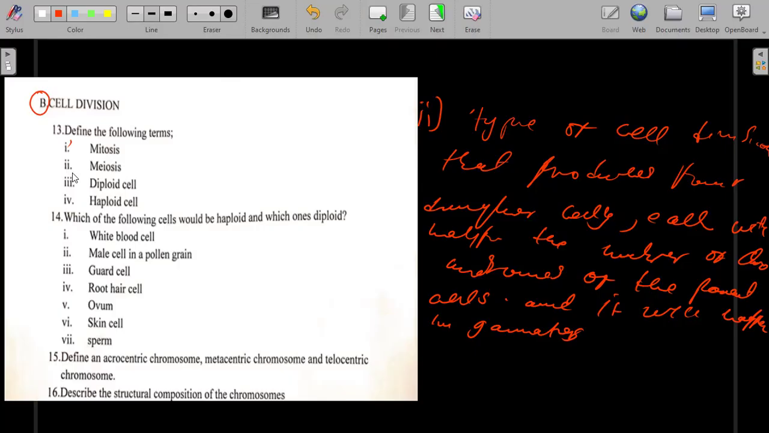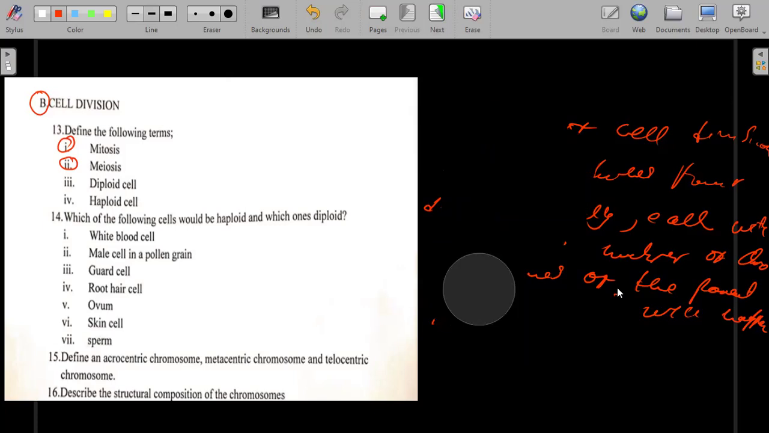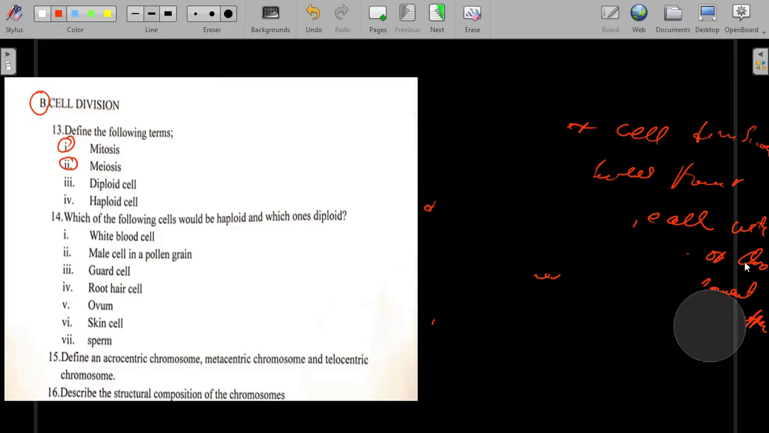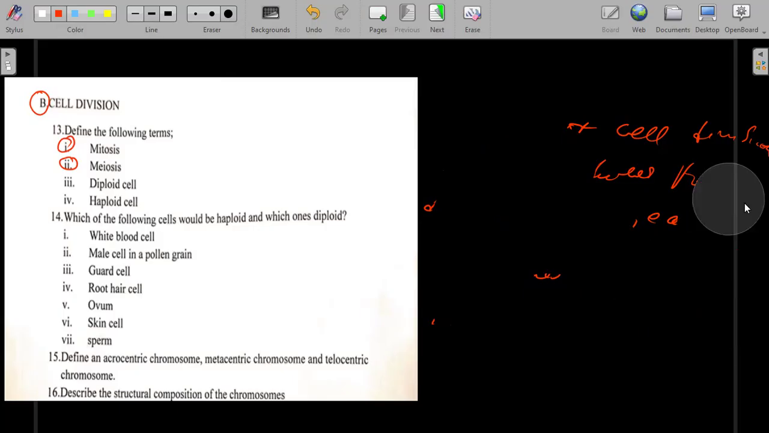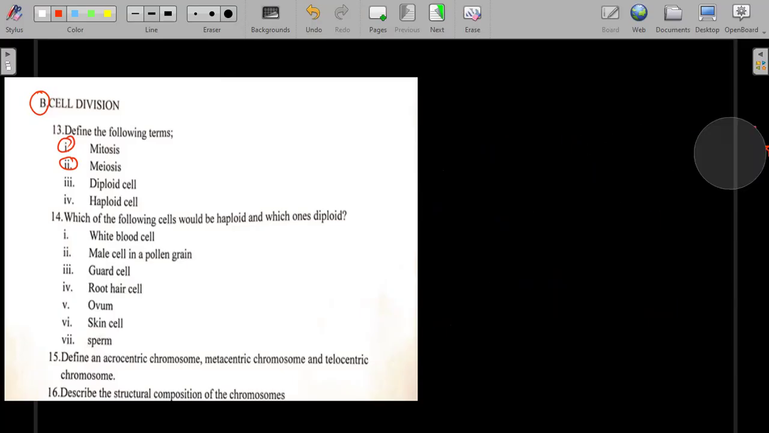Okay, so we've defined mitosis. We've also defined meiosis. Now we go to the third definition there, which is diploid. So what is a diploid cell? A diploid cell is simply a cell that contains two complete sets of chromosomes, as simple as such.